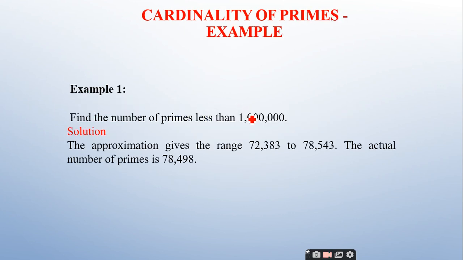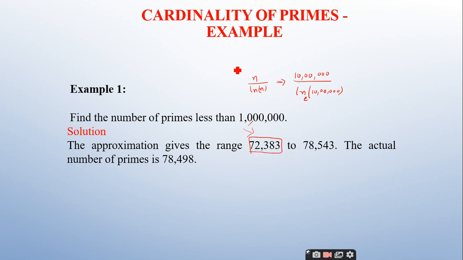So find the number of primes less than 10 lakhs. If I want to find the number of primes that are less than 10 lakhs, what should I do? I should put it in the cardinality formula. What is the lowest range formula? It is n by log n, which is equal to 10 lakhs divided by log of 10 lakhs base e. So it will turn out to be 72,383. So out of 10 lakhs of positive integers, the lowest value is 72,383.